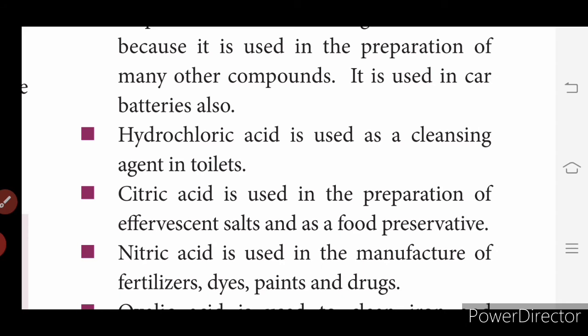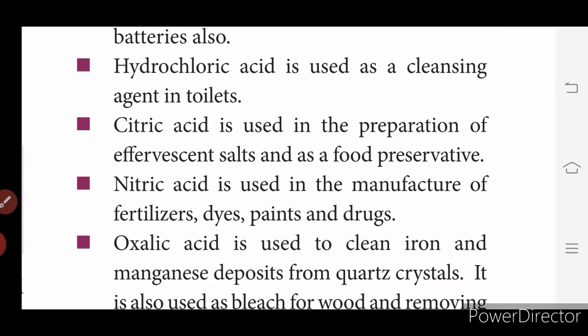The second one is hydrochloric acid, which is used as a cleansing agent in toilets. The solution we use to clean toilets contains hydrochloric acid. Citric acid is used in the preparation of effervescent salts and as a food preservative. Oranges and lemons contain citric acid. This citric acid is used in the preparation of effervescent salts, and it also acts as a food preservative, which preserves the food.